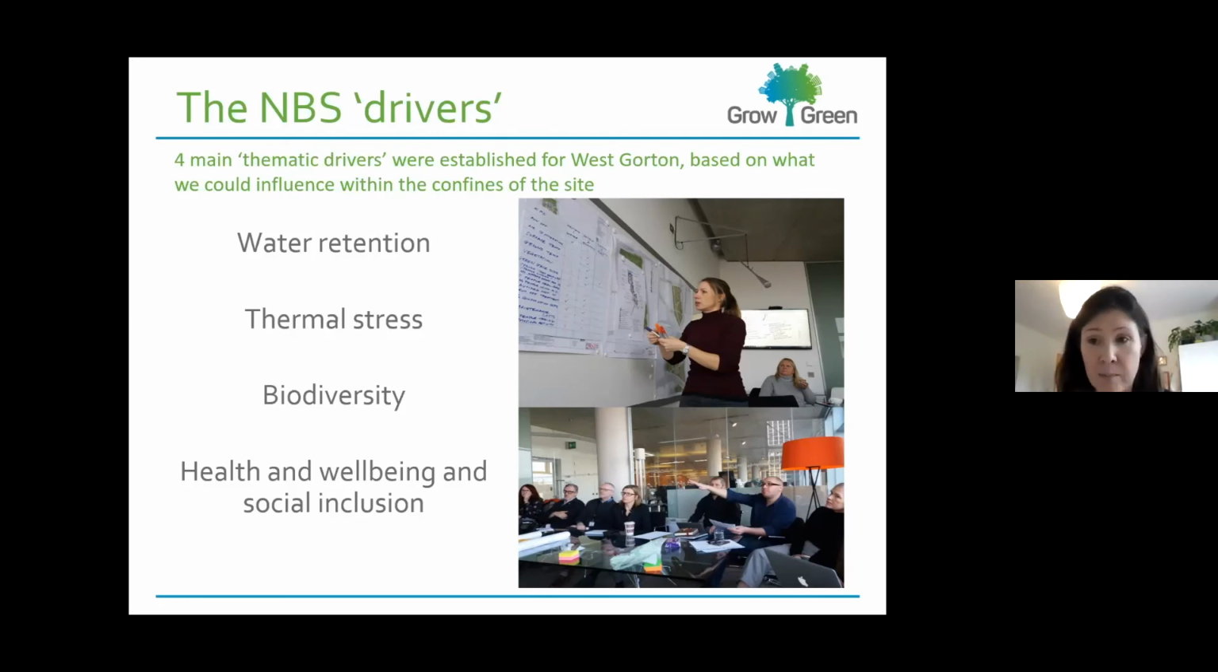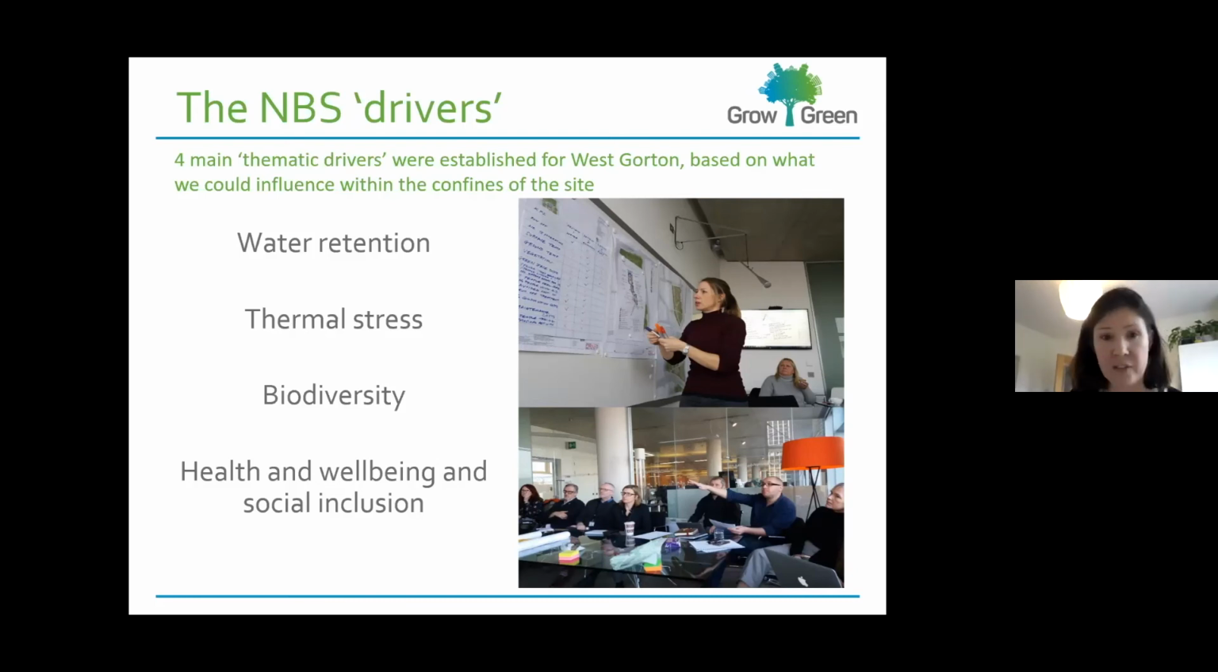Thermal stress, we're monitoring air temperature and humidity around the park, biodiversity, and also a large programme of monitoring around health and well-being and social inclusion, and how the park improves those outcomes for people in West Gorton.